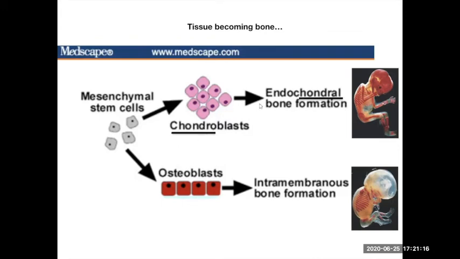So chondroblast, remember chondro means cartilage. And when we're talking about bone formation, there's two major types. One of them is called endochondral bone formation, and the other one's called intramembranous bone formation. So endochondral, chondro, you should be thinking cartilage, right? And we'll see why in a second.